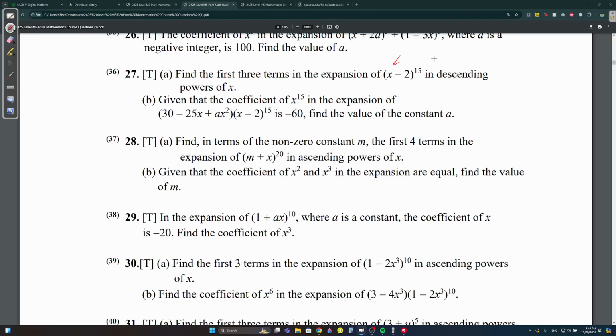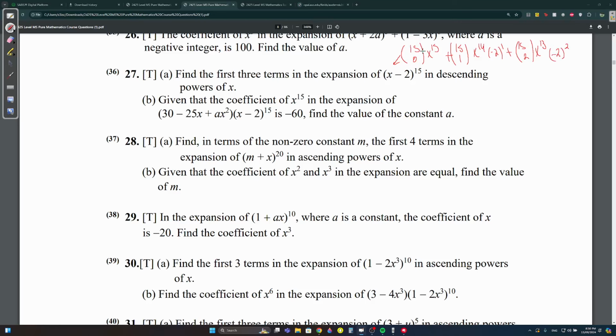Find the first three terms in the expansion of this. Let's see. I'm going to go very fast. You're going to get 15c0, x to the power 15, plus 15c1, x to the power 14, times minus 2 to the power of 1, plus 15c2, x to the power of 13, minus 2 squared.